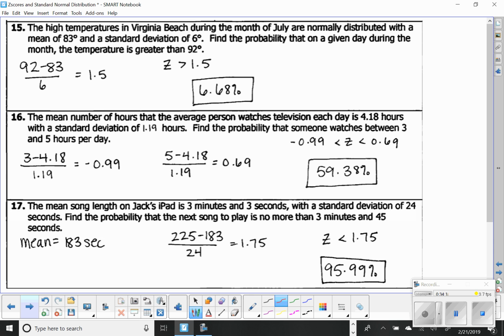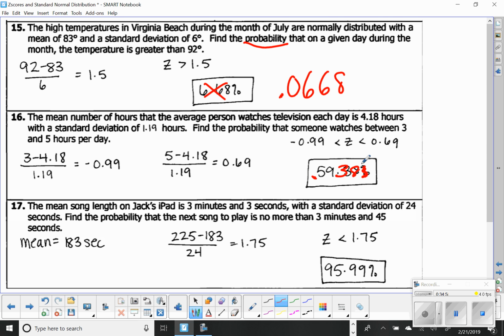Next up, number 15, the high temperatures in Virginia Beach during the month of July are normally distributed with a mean of 83 and a standard deviation of 6. Find the probability on a given day that during the month the temperature is greater than 92. Again, probability, so this should be 0.0668. The probability that someone watches between 3 and 5 hours a day, 0.5938, no percentage.